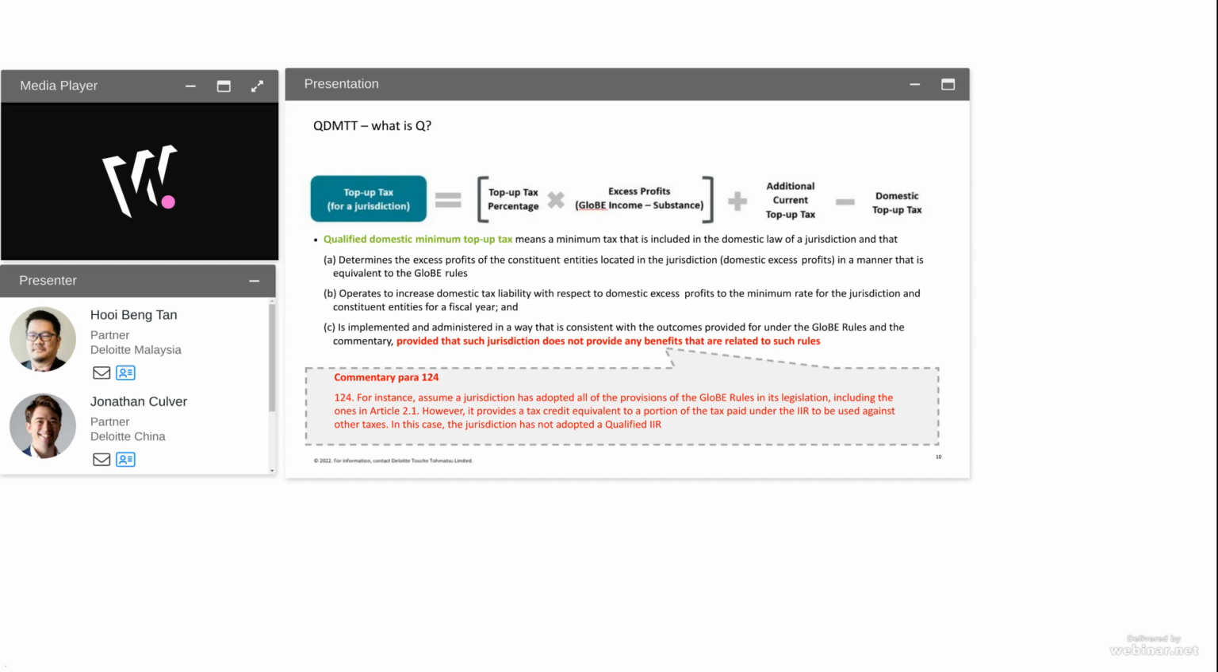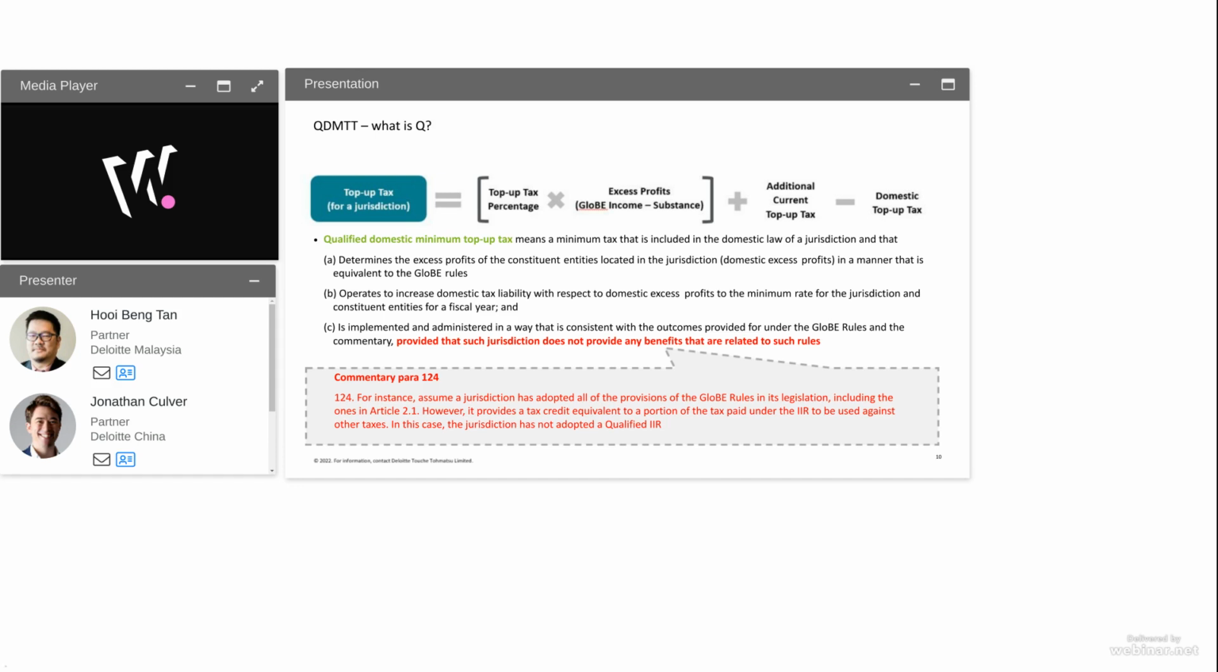And to the extent that tax is charged under a qualifying domestic minimum top-up tax, then that same tax should not then be collected again, for example, under an IIR, right? So the OECD have sought to cater to jurisdictions that wish to collect this tax, and it effectively pushes down and localizes the top-up tax, and we'll discuss the importance of that a little bit more later.